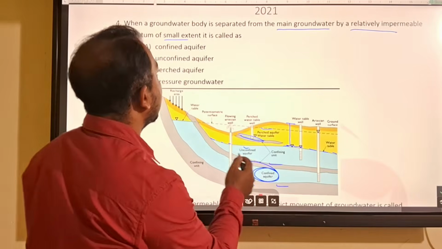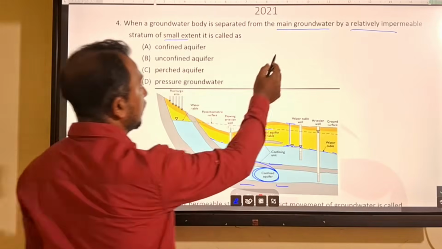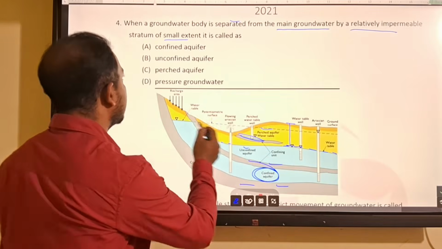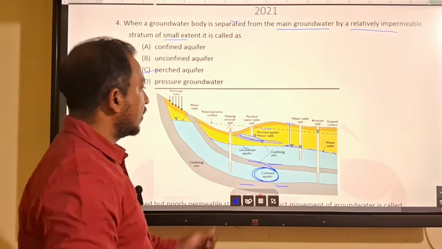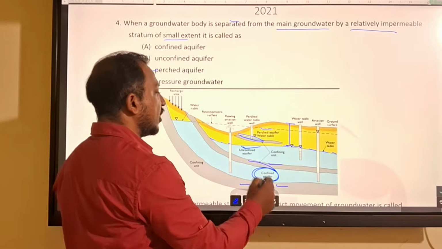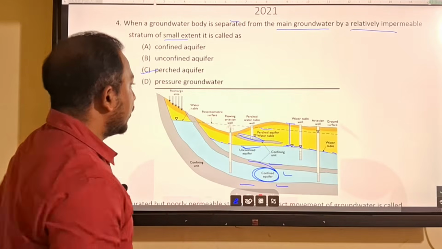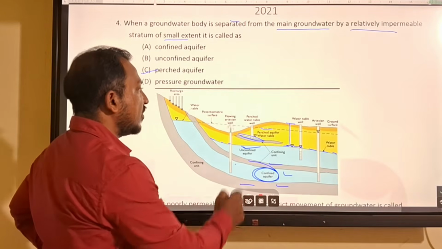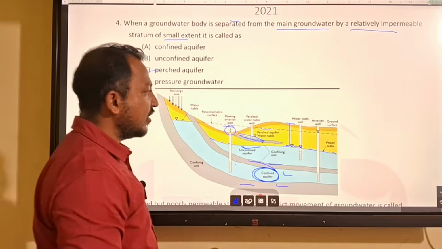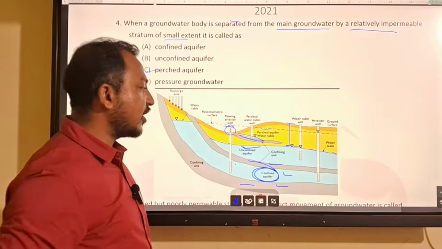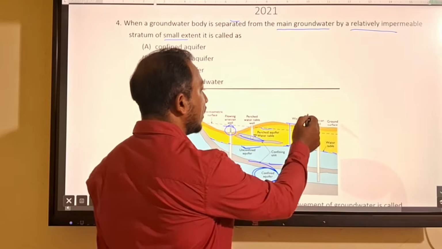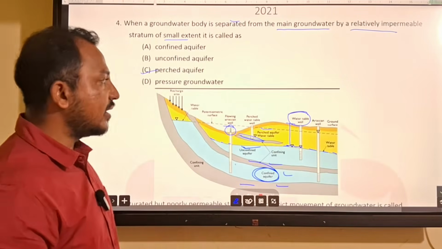So these are separated from the main groundwater by a relatively impermeable formation, so it is called a perched aquifer. But the main aquifer is below here. So one is the unconfined aquifer, one is the confined aquifer. Any well dug into the confined aquifer is called an artesian well. Any well dug into the unconfined aquifer is called a water table well.